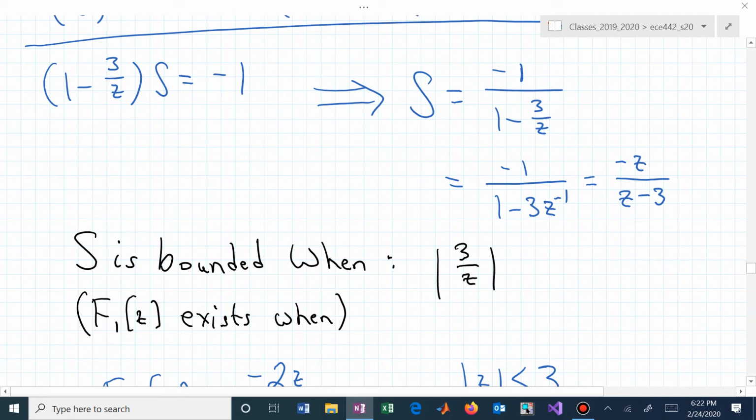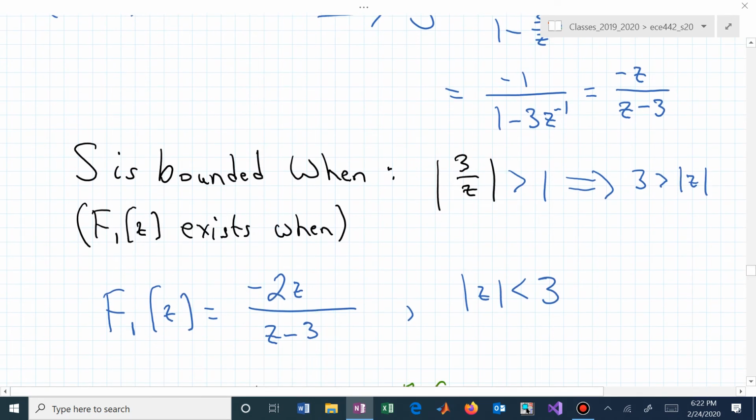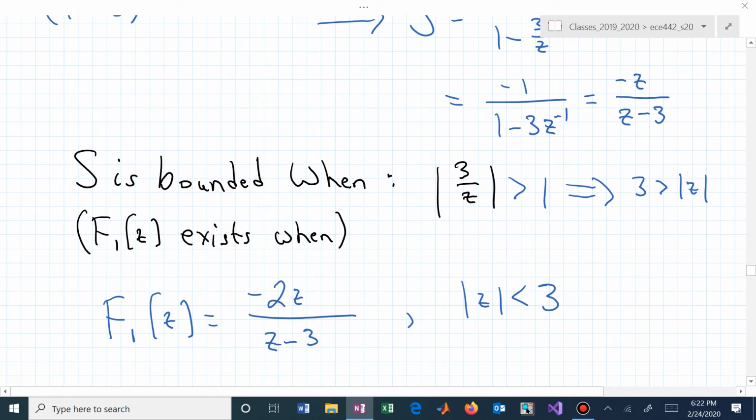And s is bounded when? We said this guy needed to be bigger than 1, didn't we? That now allows us to say, if we multiply both sides by the magnitude of z, we now know that |z| is less than 3. Now our region of convergence is a disk. All the points in the complex plane z that are smaller in magnitude than 3 belong to our region of convergence.